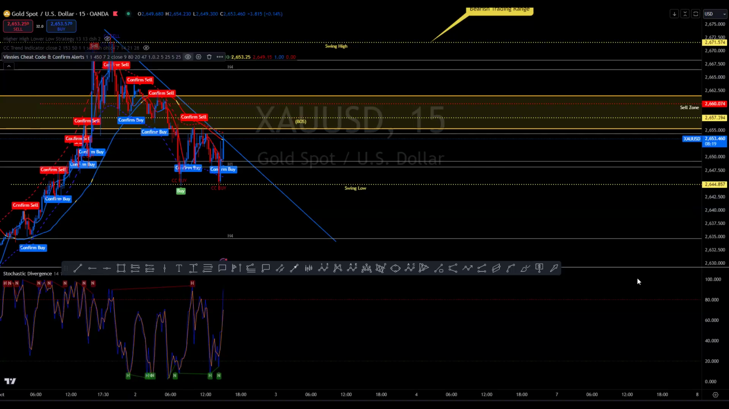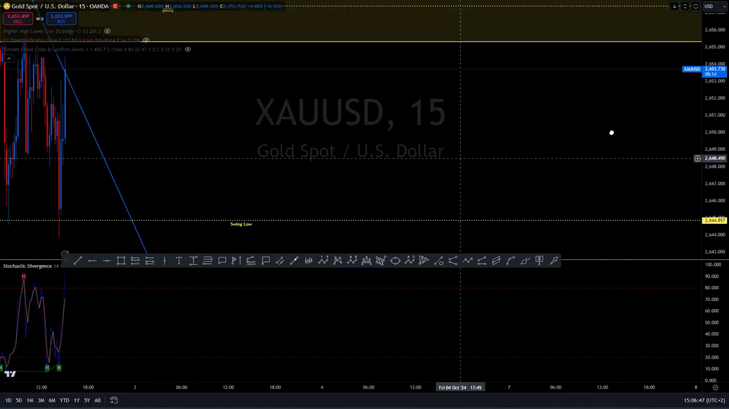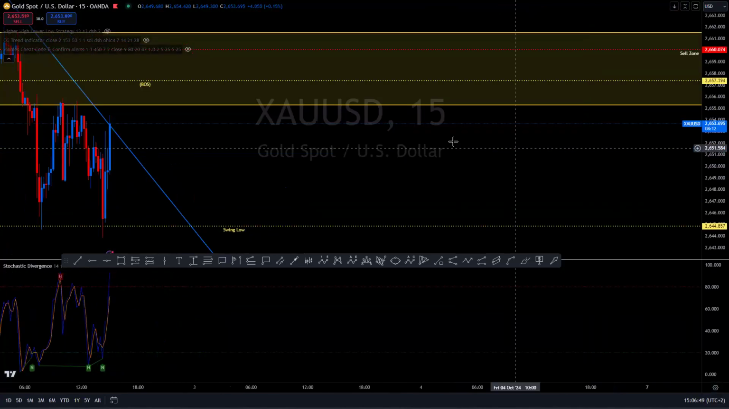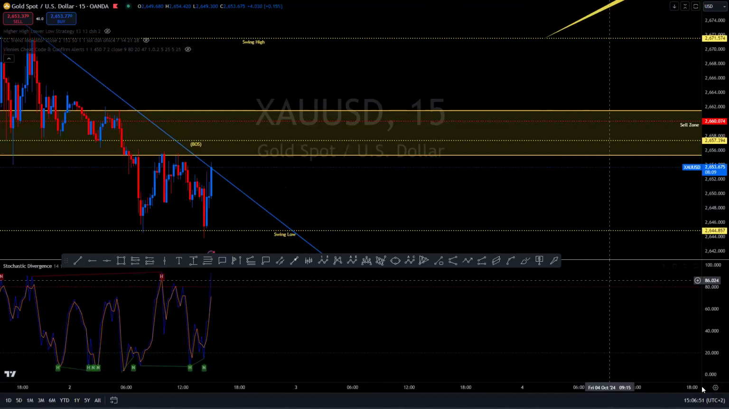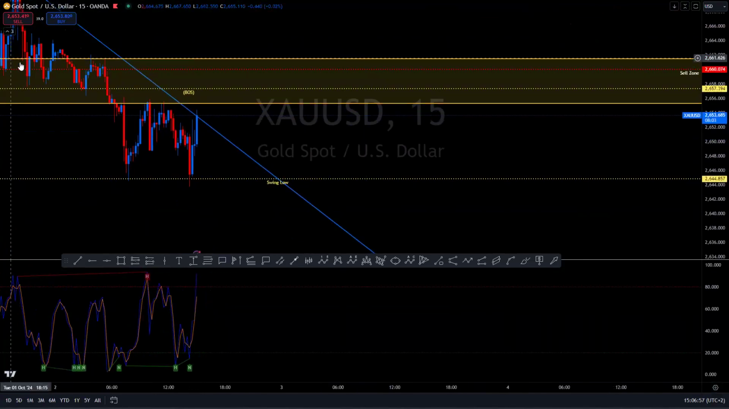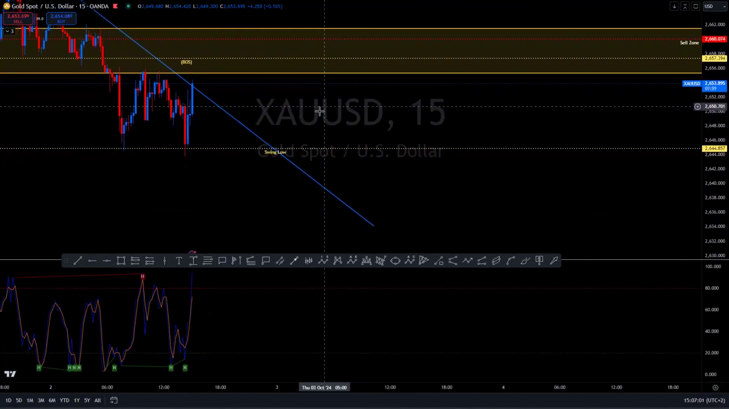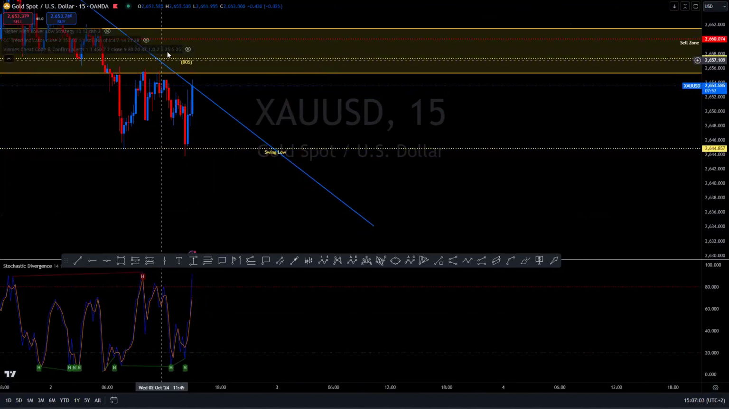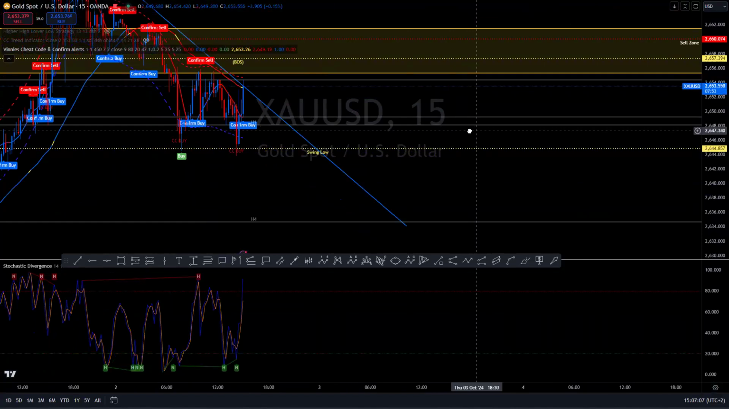So what I want to do now is zoom in so you can see price a little bit better here. That's better. So that's good. Let's come to the cheat code indicator and we can see where. Very good.